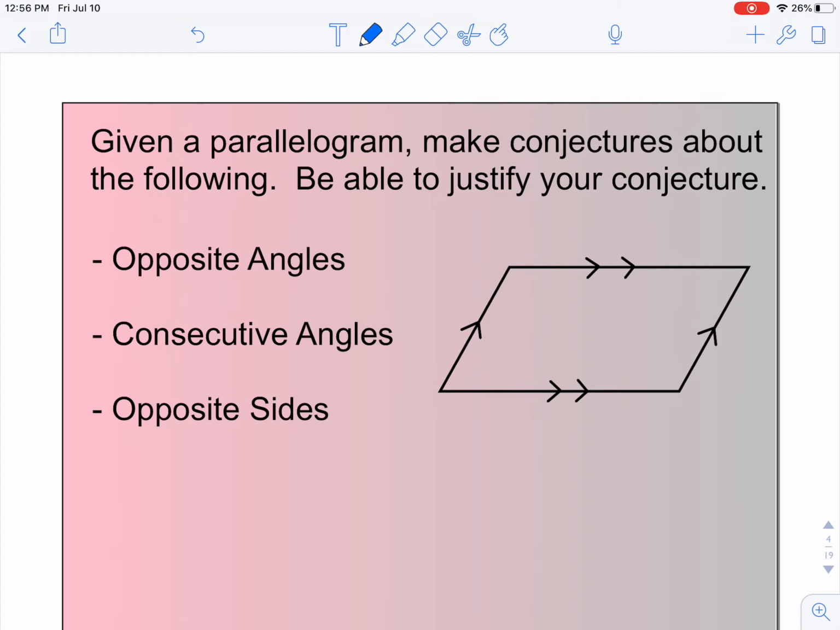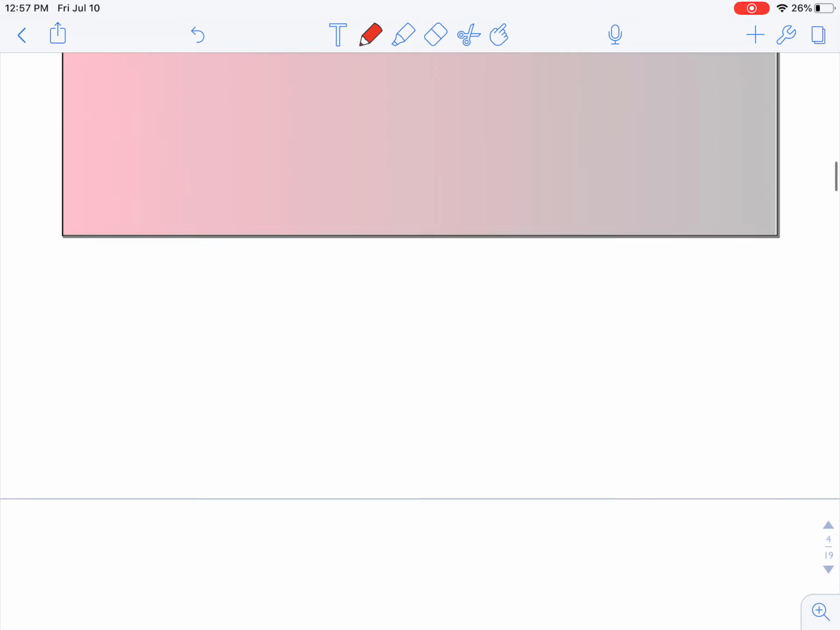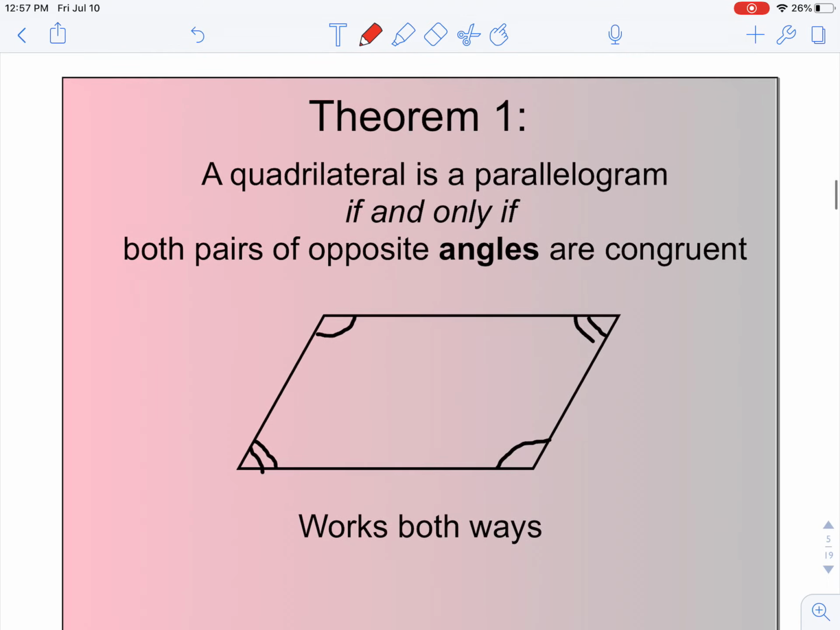So take a look at this parallelogram with both pairs of opposite sides parallel and make some conjectures. What do you think is true about the following, like opposite angles? What do you think might be true about these angles? What do you think might be true about consecutive angles, like this angle and this angle? What do you think might be true about opposite sides? So think about that and see if you can justify why. We'll actually be proving some of these as well as we go through.